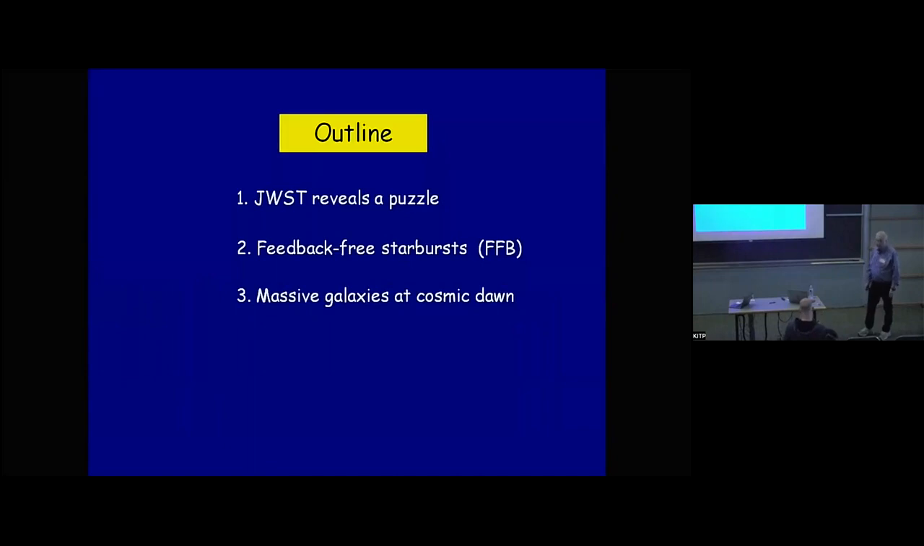So the outline of my talk is how JWST reveals a puzzle, which is very interesting. I will try to suggest a solution, which I called feedback-free starbursts, or FFB, and I'll try to convince you that at cosmic dawn, around redshift 10, massive galaxies must form this way.